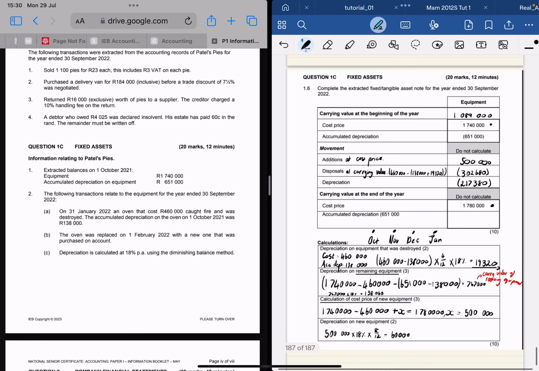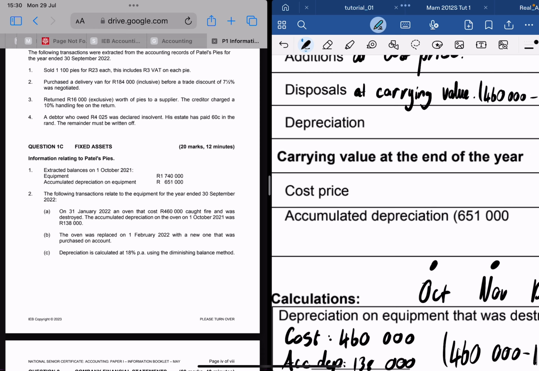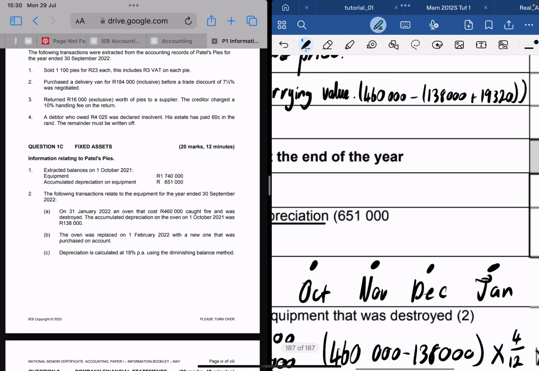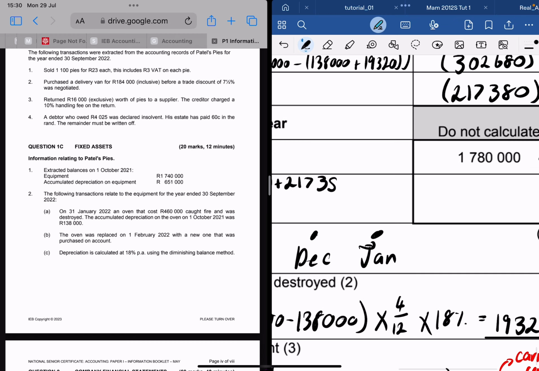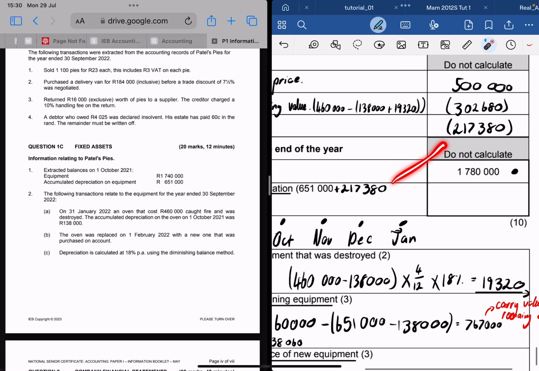Now, this is probably the most complicated calculation when doing accumulated depreciation. So this is how I like to do it, and I suggest you do it this way as well. If your teacher gives you another method that you prefer, do it, but this method always works for me. So the end of the year, accumulated depreciation, right? We need to add the depreciation for the year. 217,380, which we got from here, right? There's a link, right? Okay.